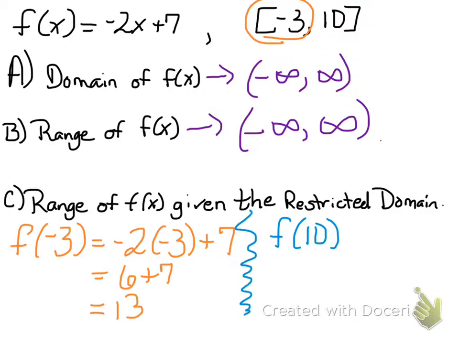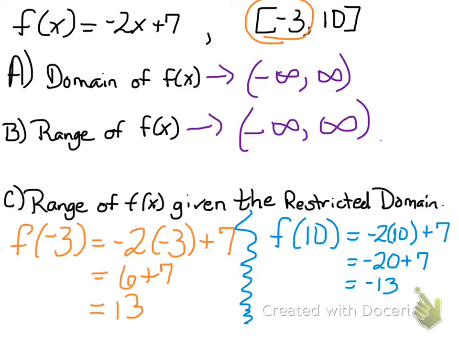I'm going to draw a straight line down this so you can see the difference between where I'm at. And so f of 10, I have negative 2 times 10 plus 7. So that's going to be negative 20 plus 7. This is giving me a negative 13. So my two endpoints on that domain are positive 13 and negative 13.